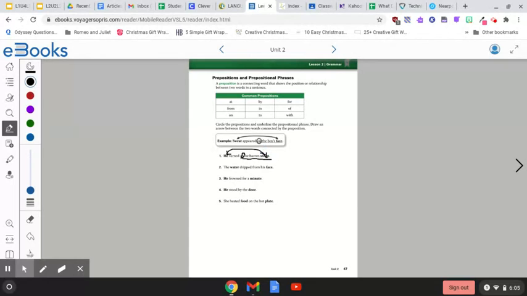Now let's look at number 2. The water dripped from his face. I see the word from, and I know that's one of our common prepositions. So I'm going to go ahead and circle from. But from what? From his face. So we're going to underline from his face. And what was from his face? Water. So I'm going to draw an arrow from water to face. Now I want you to do the same with numbers 3 through 5.